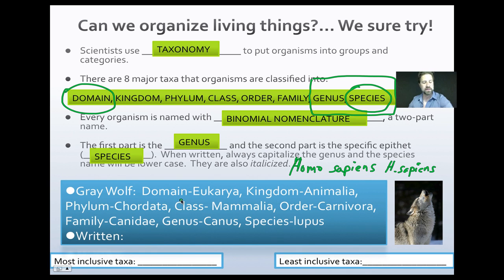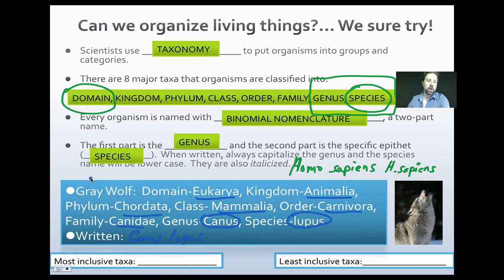Now, if we take a look at our howling wolf down here, we can see that it also has at least one name in each of these categories. But if we were referring to the wolf, we wouldn't need to use them all. For example, the domain that it finds itself in is Eukarya, its kingdom Animalia, phylum Chordata, class Mammalia, order Carnivora, family Canidae, genus Canis, species Lupus. So the only thing we would use is the Canis part and the Lupus part here.